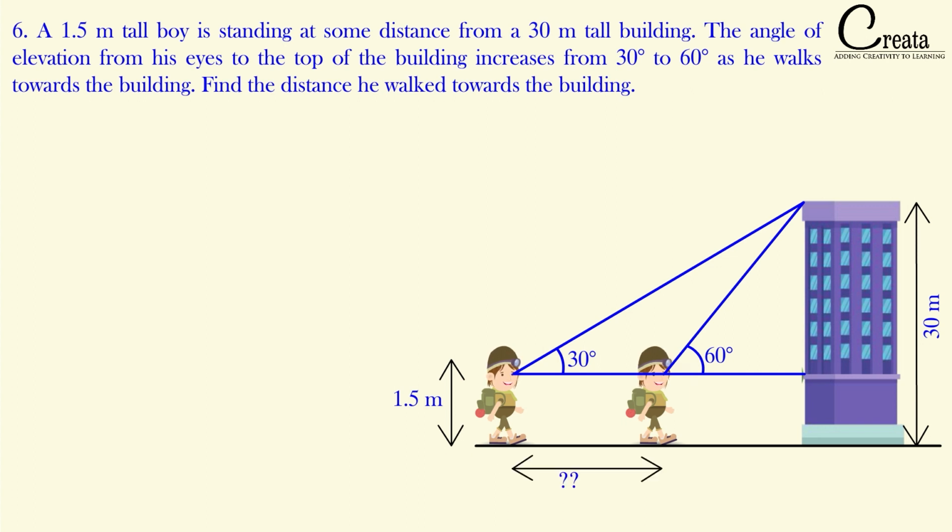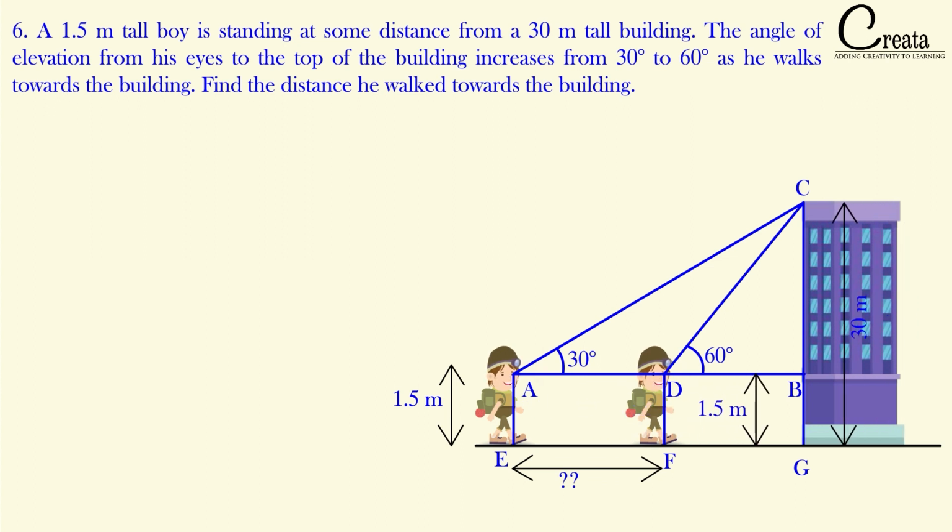Let's mark the different points as A, B, C, D, E, F and G. It will be helpful. Here in this question, we have to find the distance EF, or we can say the distance AD, both are same. So let's approach this question. Here in this question, the height of the tower is given as 30 meter and the height of the boy is given as 1.5 meter. Height of the boy is AE or DF or BG. Here all these three line segments are equal to each other.